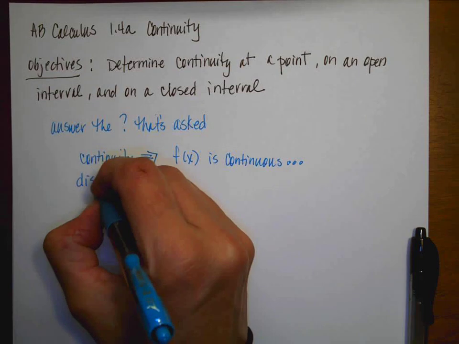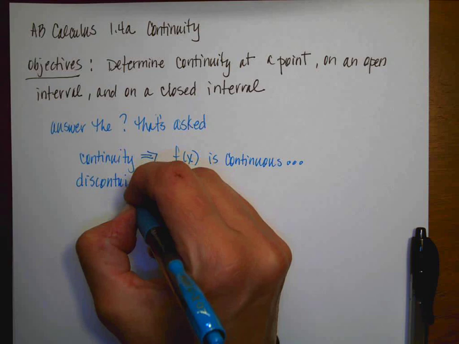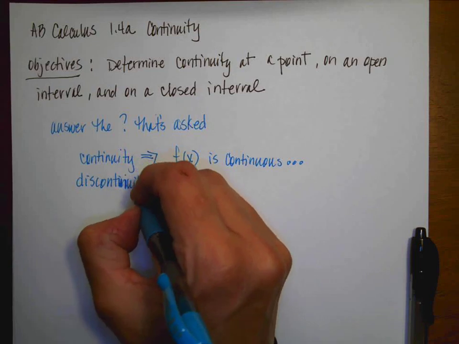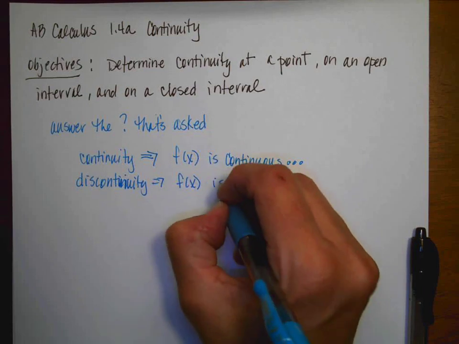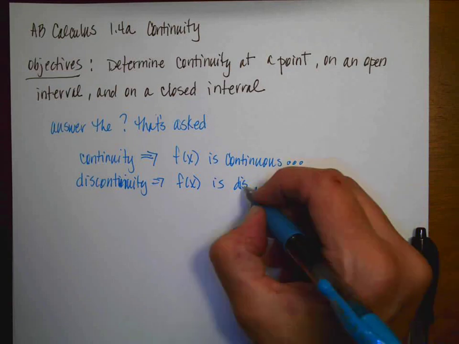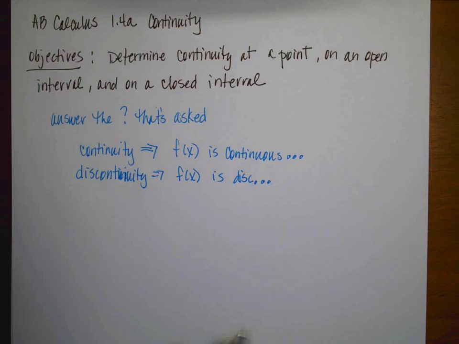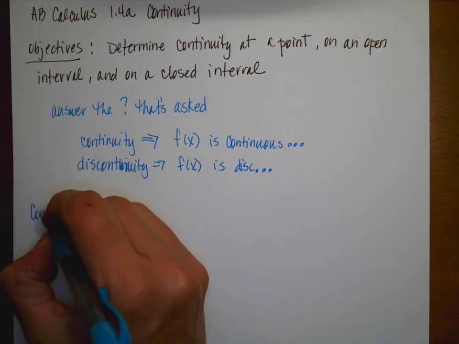If you're asked to talk about discontinuity, then you would write a statement f of x is discontinuous, and then you would say where that particular thing happens. So in calculus, especially on your exams, you always want to make sure that you answer the question that's asked.